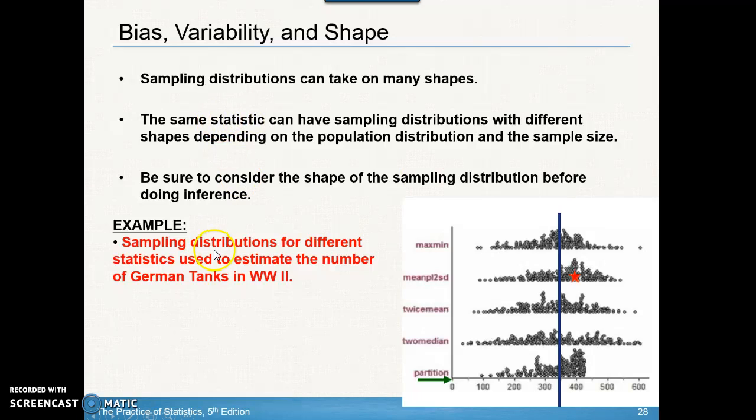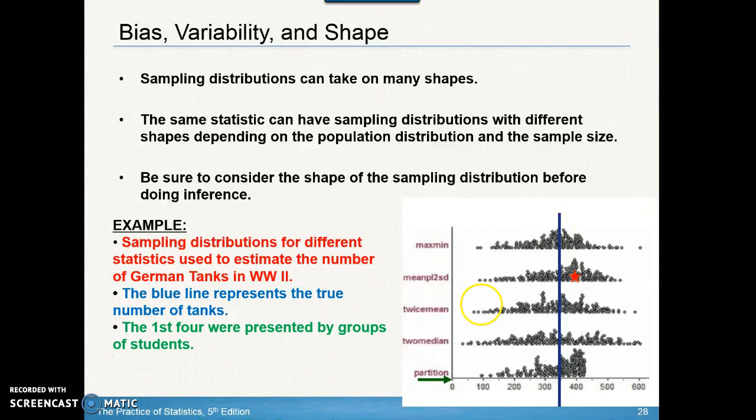So these are sampling distributions for different statistics used to estimate the number of German tanks in World War II. We've used different statistics, so different types of samples, to estimate the number of German tanks. Here we use the max and the min. Here we use the mean with 2 standard deviations. Here we did twice the mean, twice the median, and the partition method. The blue line right here represents the true number of tanks.